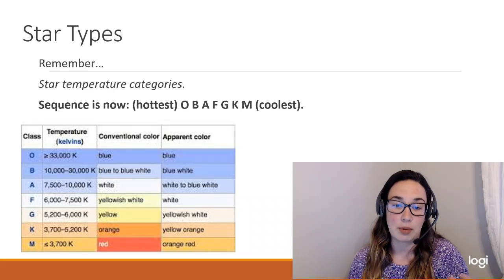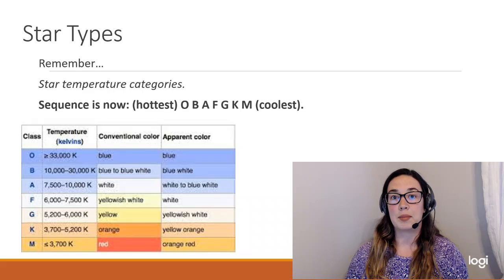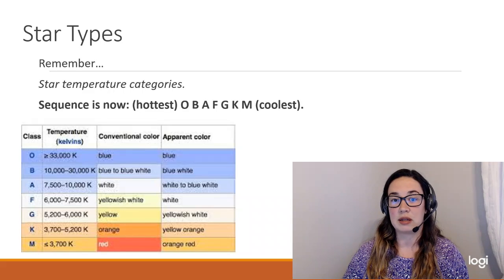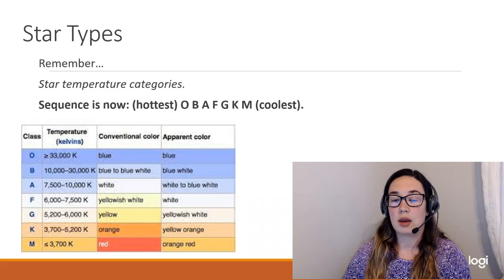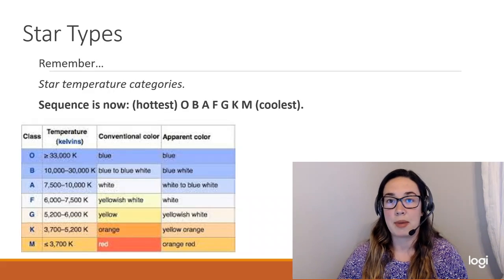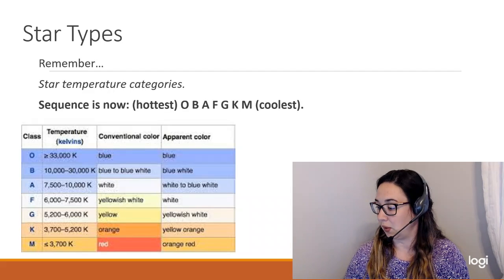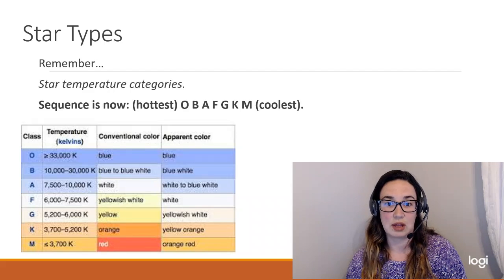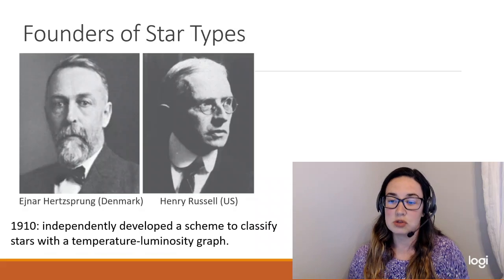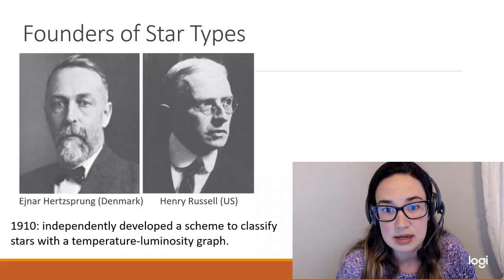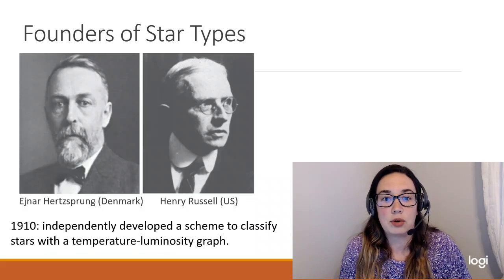And so if we remember that star temperatures were classed by categories and their conventional colors here, it will help us talk a little bit more about the star types that we're going to be discussing in the next few slides here. So first, let me take it back a second and talk a little bit about who the founders of star types were.